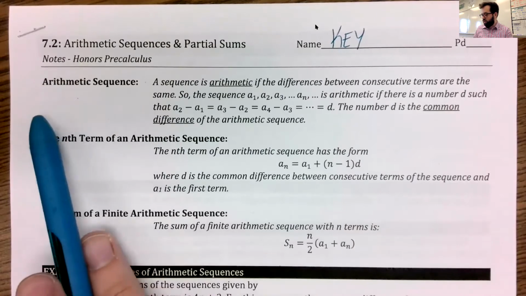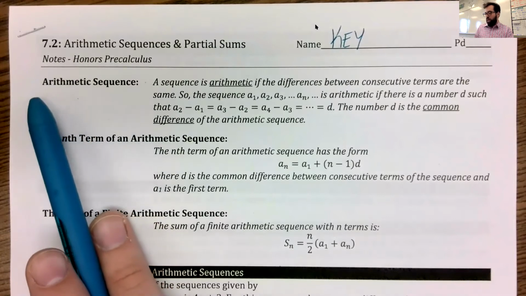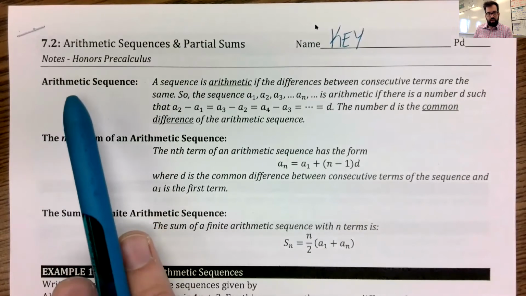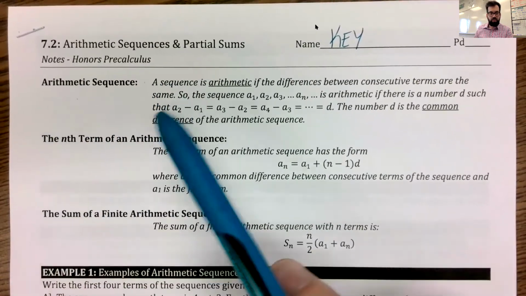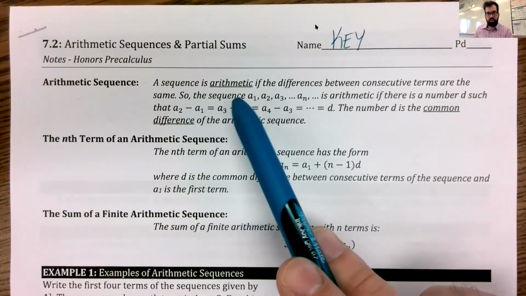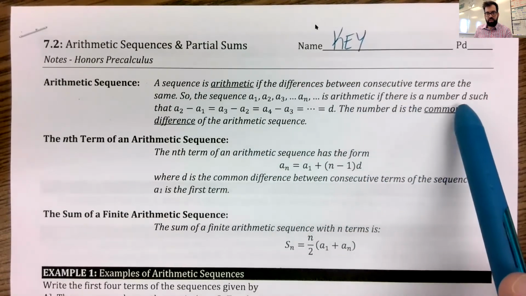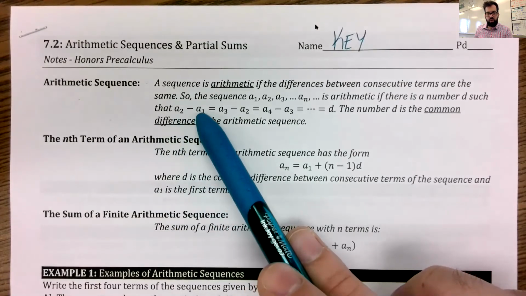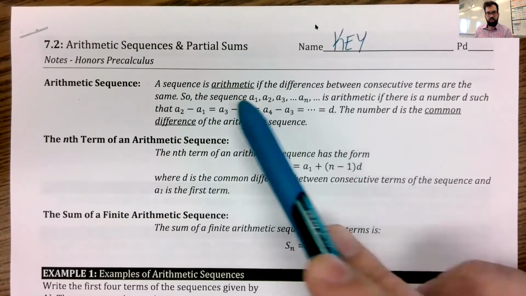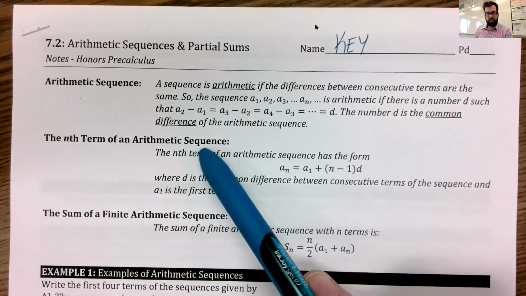The first definition we're going to go over is arithmetic sequence. Just to let you know, this word in this form is pronounced arithmetic. A sequence is arithmetic if the differences between consecutive terms are the same. So the sequence a sub 1, a sub 2, a sub 3, etc. is arithmetic if there is a number d such that a2 minus a1 is equal to a sub 3 minus a sub 2, etc., and all of those subtractions equal d. The number d is the common difference of the arithmetic sequence.